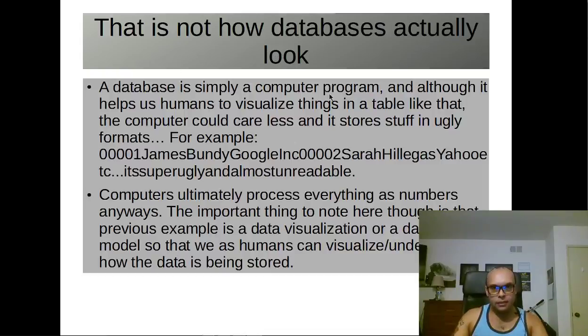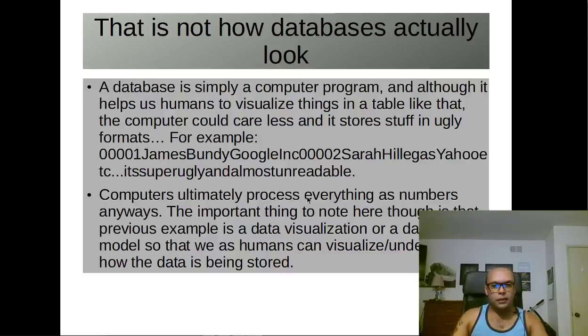But a database is simply a computer program, and although it helps us humans to visualize things in a table like I just showed you, the computer could care less, and it stores stuff in ugly formats. For example, it might store it looking like this. 0001, James Bundy, Google Inc., 0002, Sarah Hilligus, Yahoo, etc. It's super ugly and almost unreadable, blah, blah, blah. You know what I mean? It's not going to look pretty like that, and it doesn't really matter to us, but I'm just explaining that to you to basically explain that a database is nothing but another computer program and computer files.